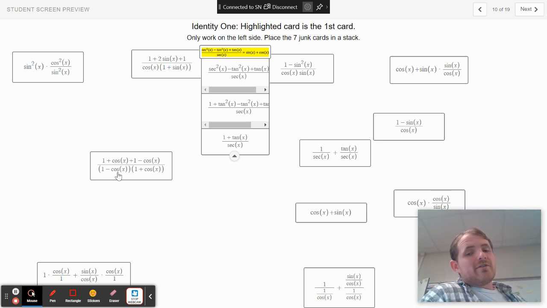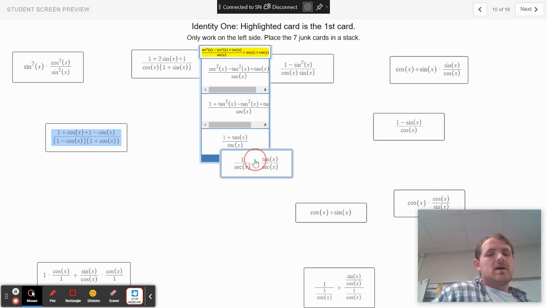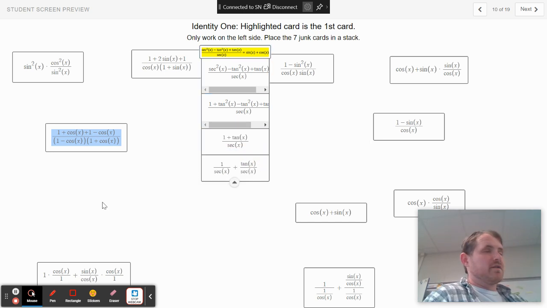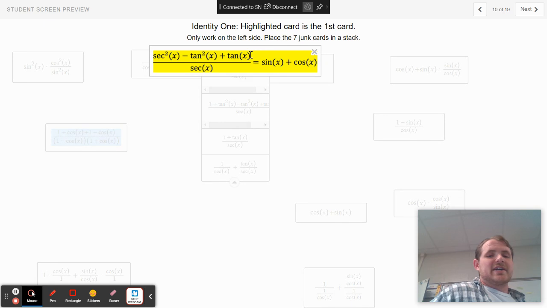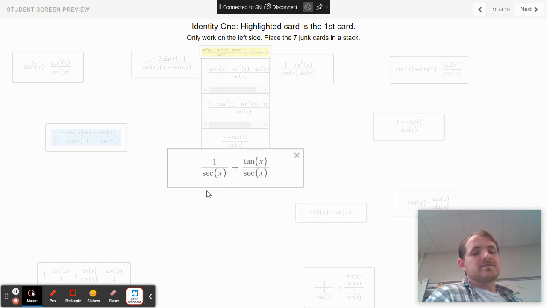So from here, I've got 2 things being added on top. So I'm going to split them apart into 1 plus secant plus tangent over secant. Sorry, 1 over secant plus tangent over secant. And again, if you remember, I'm trying to turn it into sine and cosine. Did you say sine or plus? It's a plus. Good question.